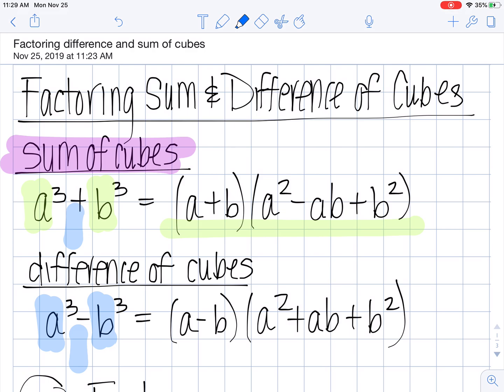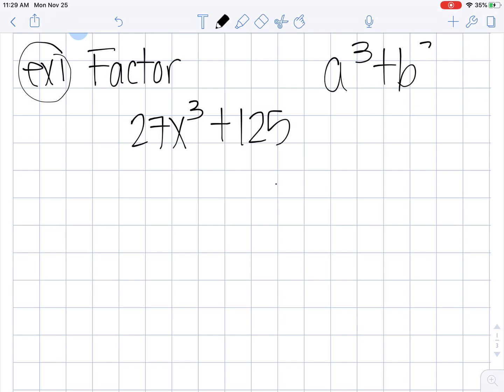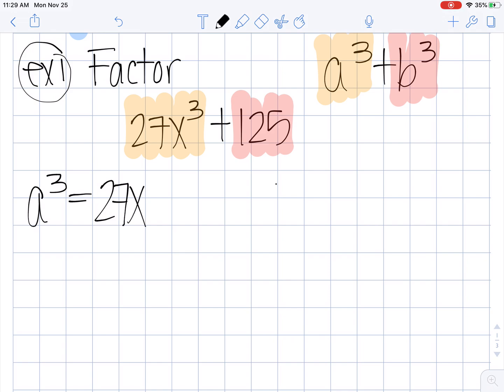So to do this, we're going to do this by example. I want to factor 27x to the third plus 125. Basically I want to take each group and solve for my a and my b value. Remember, if I'm doing my sum of cubes, this is a to the third plus b to the third. So I'm going to take 27x to the third and figure out what my a value is, and take 125 and figure out what my b value is. I'm going to say that my a to the third is equal to 27x to the third, and my b to the third is equal to 125.